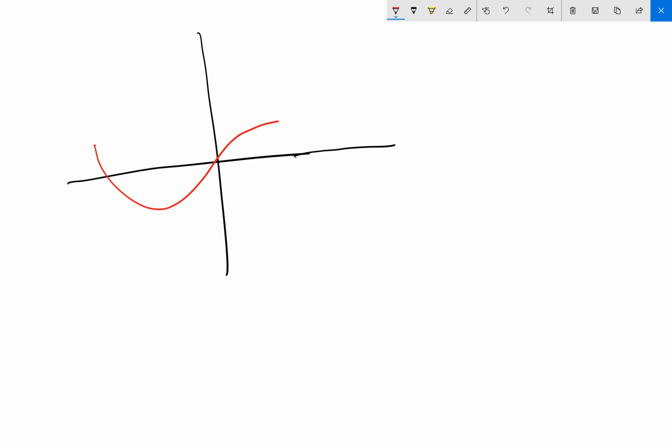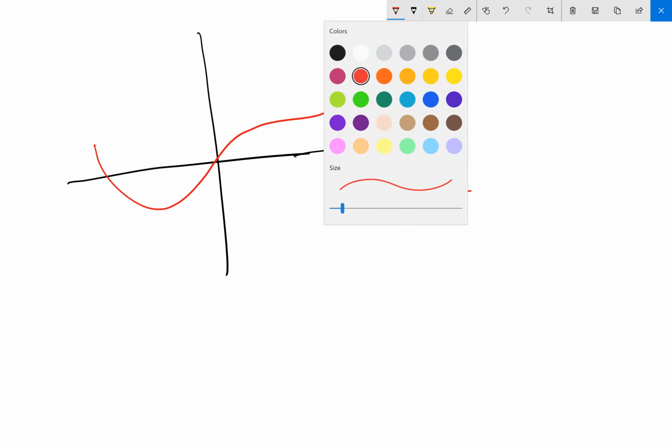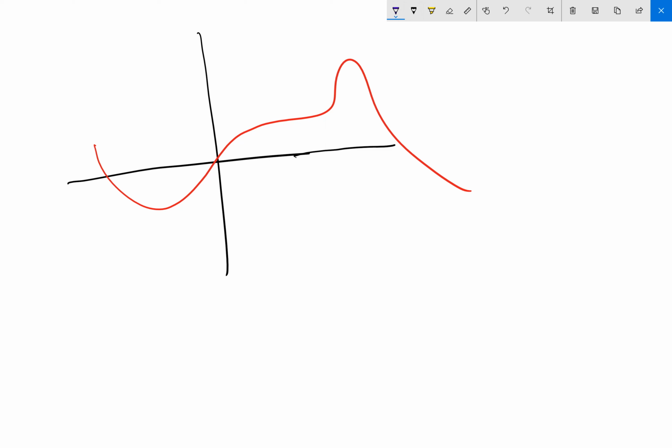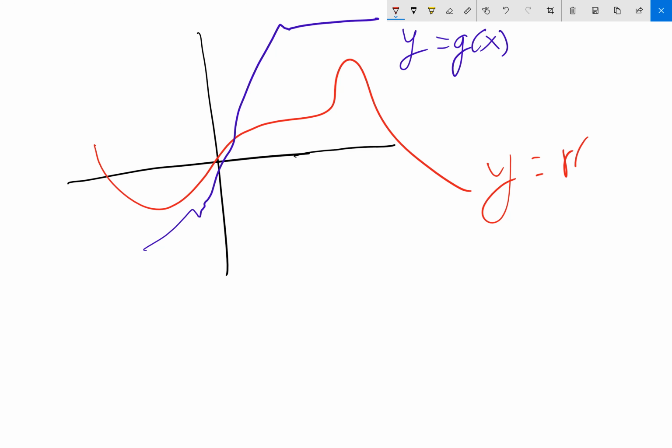So looking at number 12, I'm gonna make a really rough draft of these graphs. Something like that. I know this looks nothing like it. Then we have something like that. Okay. This is y equals g of x, and this is y equals r of x.